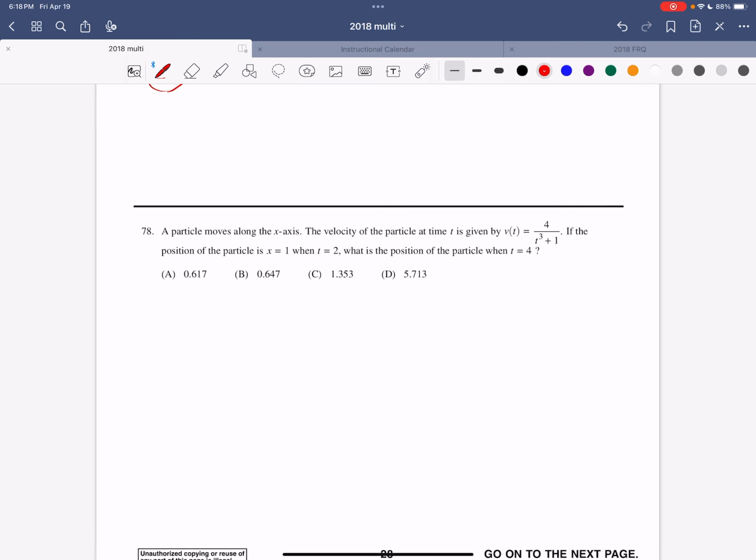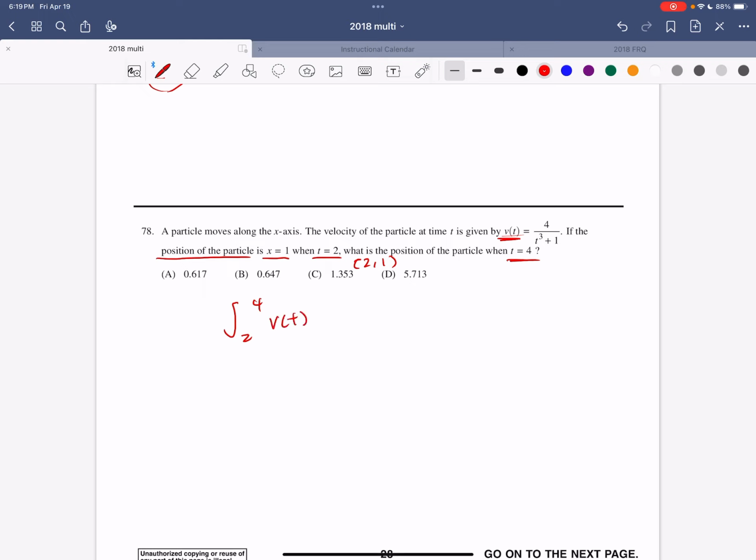Now let's do this question. This one requires a calculator, but I will show you how to do it. This one itself is the velocity, but you're looking for the particle's position. It says x equals 1 when t is equal to 2, which means x is the y value in this case, so it's the point (2, 1). And you're looking for t equals 4. If you want to find position, you have to take the antiderivative of v, from 2 to 4.